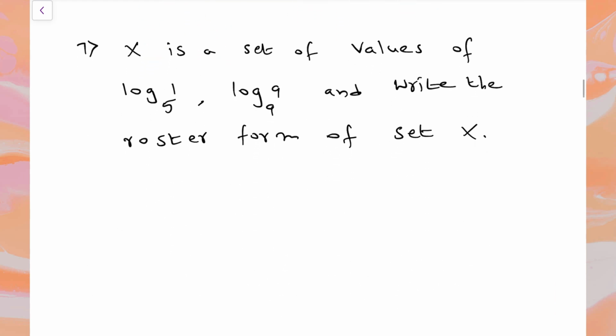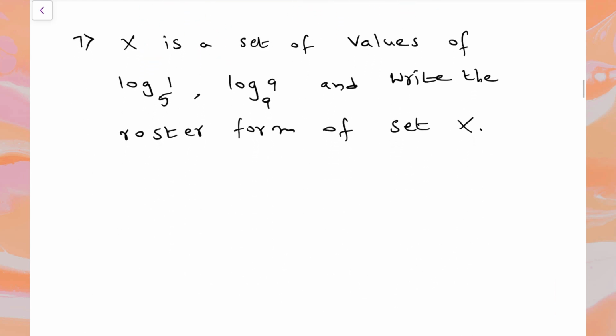Coming to the question number 7. X is a set of values of log 1 base 5 and log 9 base 9, and write the roster form of set X. So first let us find out the values of these given. Log 1 base 5, log 1, whatever the base is, the answer is always 0. Next, log 9 base 9, if two numbers are the same, the answer is 1.